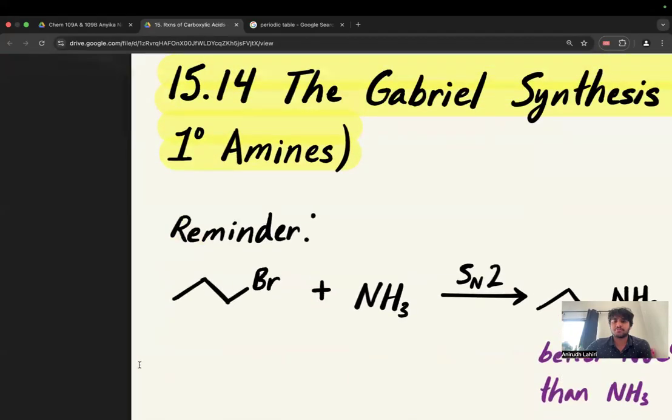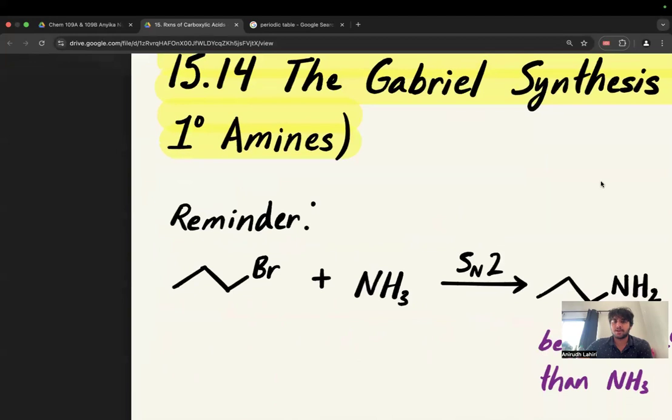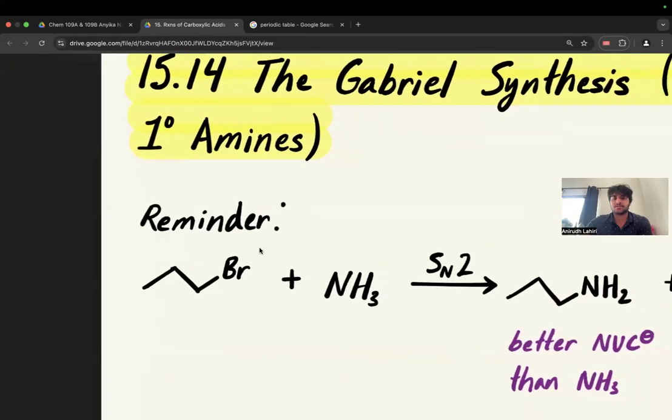Okay, Gabriel synthesis. So before we go through this, pause the video and tell me why this does not serve as a viable way to synthesize primary amines.